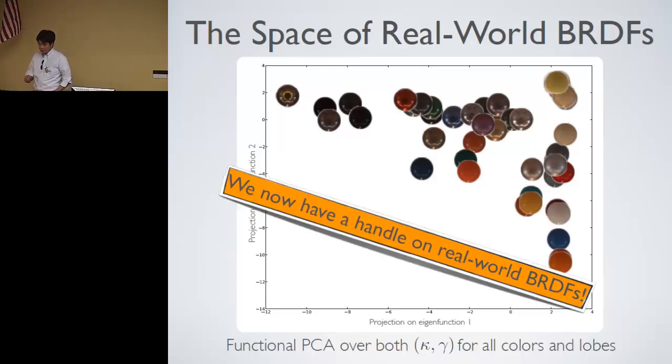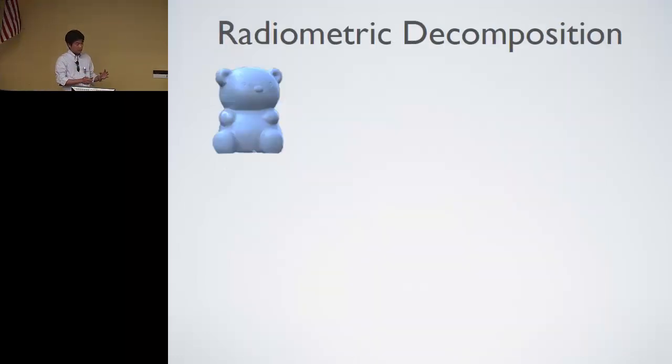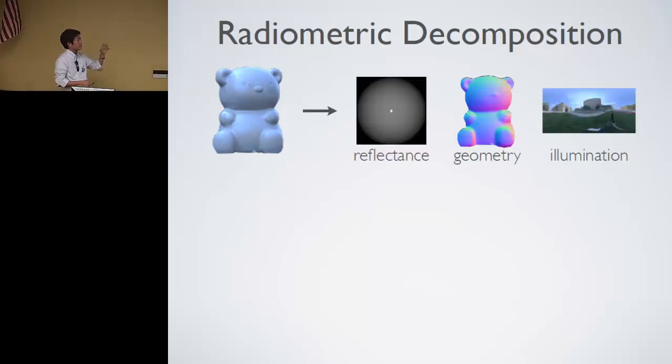Right? And that really means that we now have a very good handle, a constraint on the real-world reflectance, meaning that we can now recover the reflectance of materials to stay inside the space. In other words, we can recover realistic reflectance. And that's extremely important when we try to solve this radiometric decomposition problem. So let me actually show you how we use it.